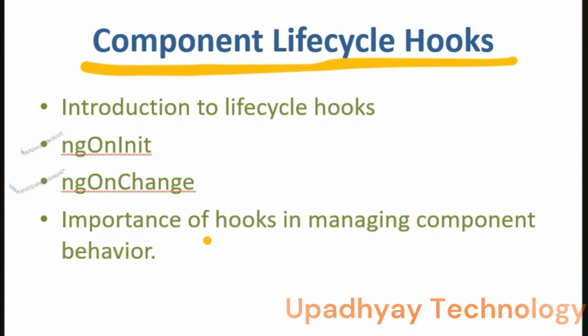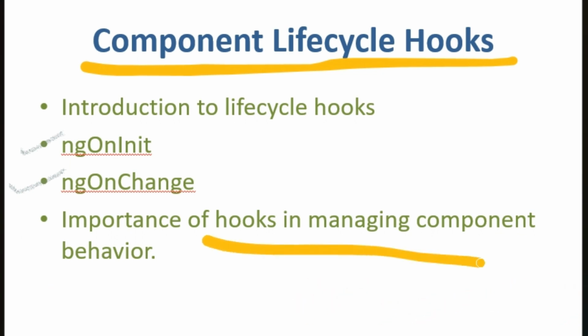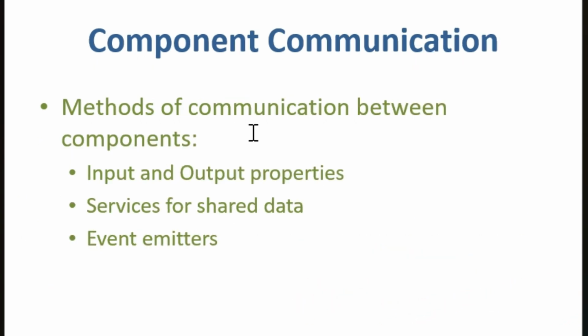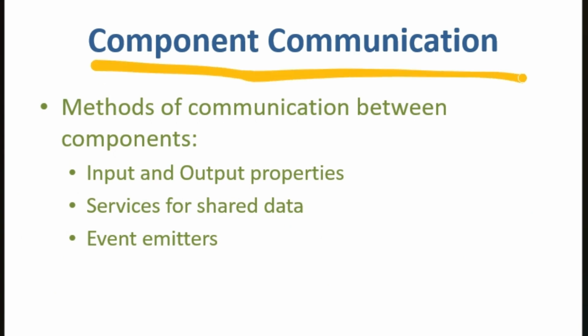Component communication. Components often need to communicate with each other. In Angular, this can be achieved through several methods. Input properties allow parent components to pass data to child components, while output properties enable child components to emit events to their parents. Additionally, services can facilitate data sharing between components that are not directly related. This flexibility is one of the key advantages of Angular's architecture.